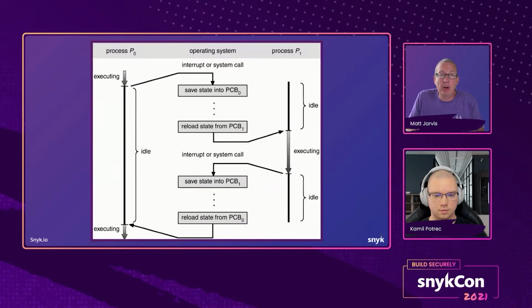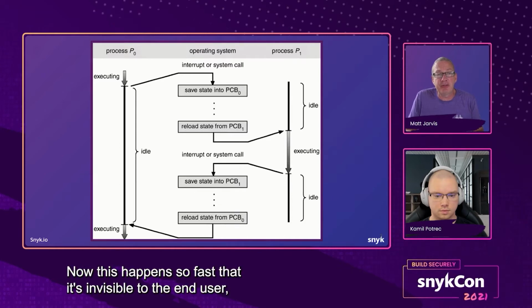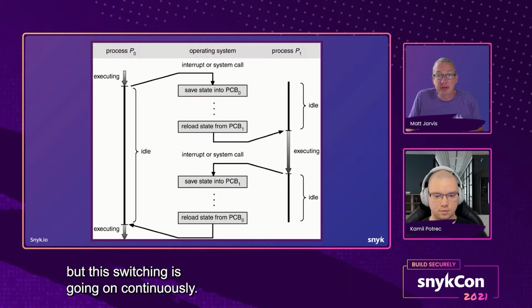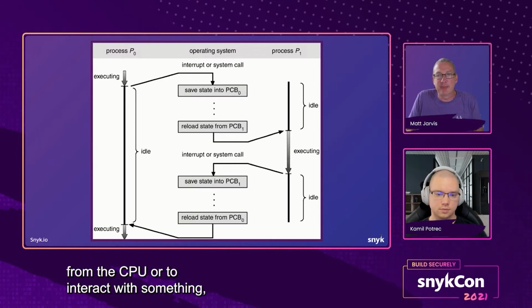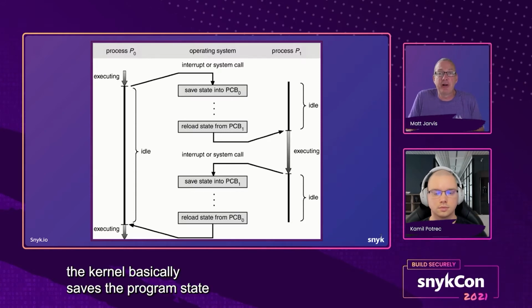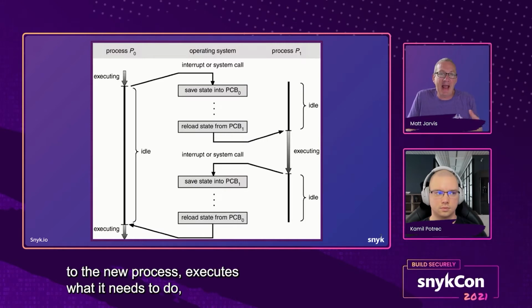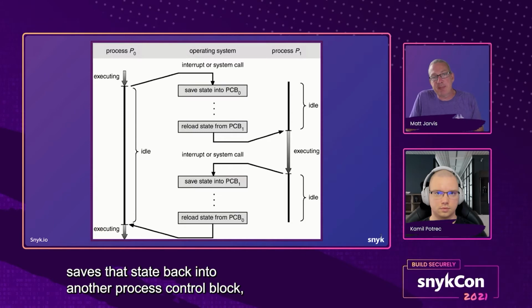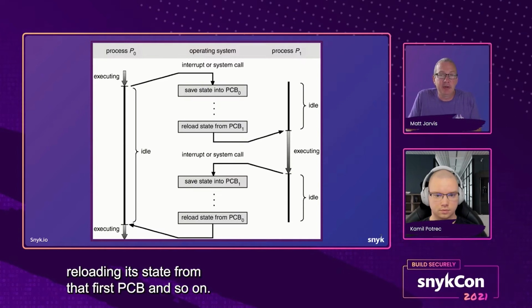Modern operating systems are multitasking. So the CPU switches between applications to keep them running all of the time. Now, this happens so fast that it's invisible to the end user, but this switching's going on continuously. What actually happens is that as each process needs time from the CPU or to interact with something, the kernel basically saves the program state into these process control blocks, these PCBs, switches to the new process, executes what it needs to do, saves that state back into another process control block, and then switches back to the original process, reloading its state from that first PCB, and so on.